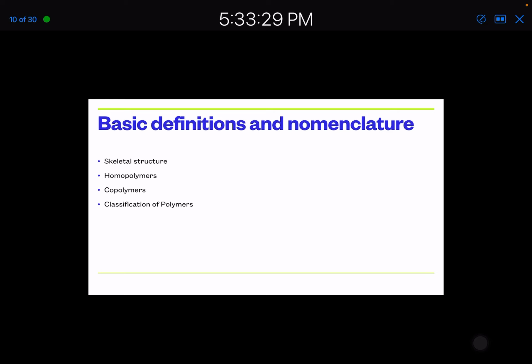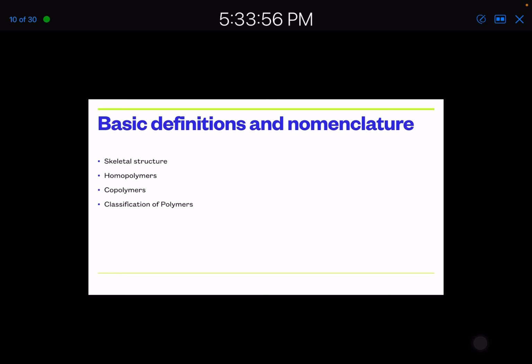Okay, and for the basic definitions and nomenclature, we are going to see some sections here. The first one, we're going to see the segment as the skeletal structure, so how to distinguish the polymers. And then we have the homopolymers, copolymers, classification of polymers.